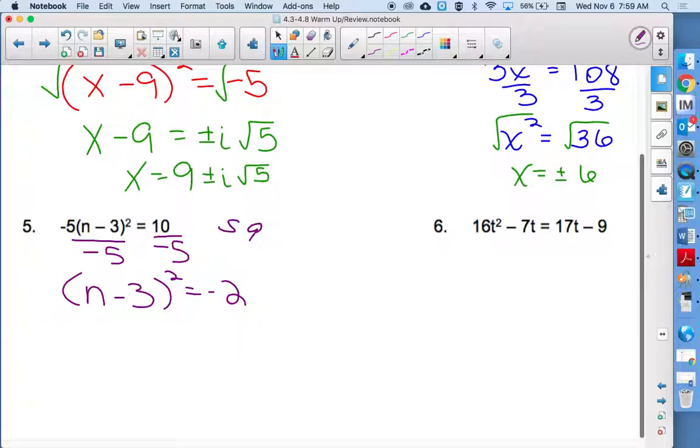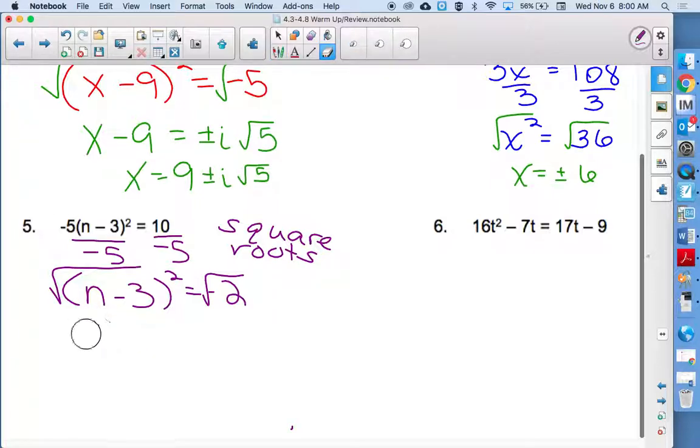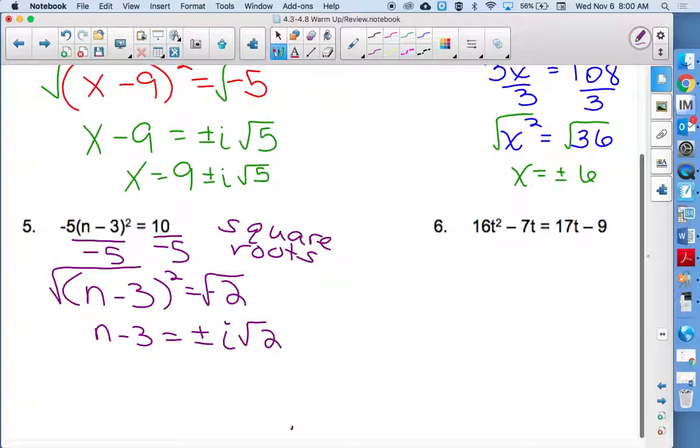Yeah. So again, this is another problem where we can just use square roots. So he said he's square rooted both sides. So n minus 3. Michael, what happens when you have the square root of negative 2? Awesome. The imaginary number, and then we have the square root of 2. So your answer should be 3, then the plus or minus, the imaginary number, square root of 2. Questions?